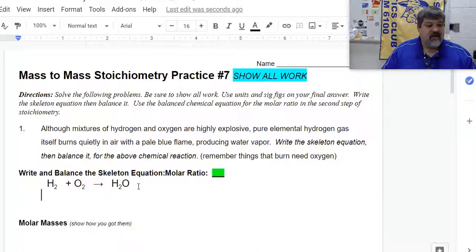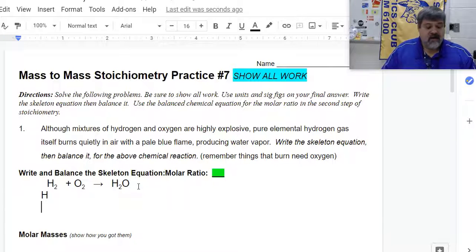And again, my suggestion is make sure that we have all of our elements that we have on each side. We have hydrogen and oxygen. On this side, I have 2 hydrogen. On the other side, I have 2 hydrogen. On this side, we have 2 oxygen, and then on the product side, we have only 1 oxygen. So the thing that we're going to start off first is oxygen. So I have to make a 2.